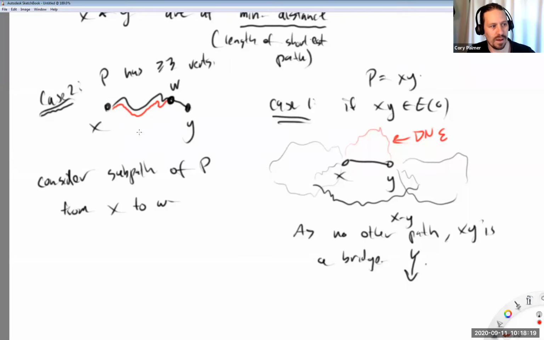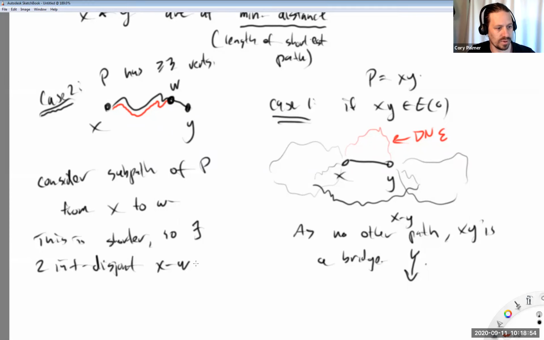So along XY, there's this path here that reaches W. That subpath from X to W is shorter than the path from X to Y, because it's one less edge, clearly. Okay, this is a shorter path. And because XY was the shortest among all pairs with only one internally disjoint path, it means from X to W, there are at least 2 internally disjoint paths. Otherwise, I would have chosen X and W as my shortest path. So there exist 2 internally disjoint XW paths. Now here's a subtlety.